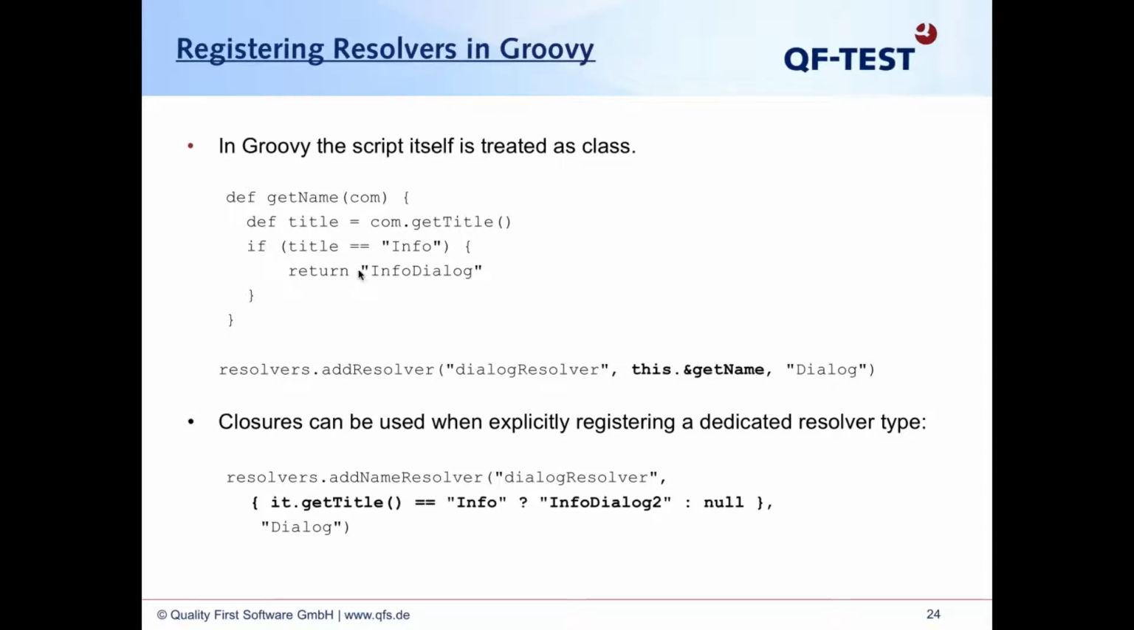When you use not add_resolver but the longer variant, QFTest does not have to guess which resolver you want to use, and you can use then also methods without a name, which in Groovy are called closures, and write the resolver in one line here. It is the default first argument of a closure in Groovy, so you can say, okay, the title of the first argument, if this title is info, then return info dialog, in this case info dialog 2, otherwise return null. So we just kind of don't care.